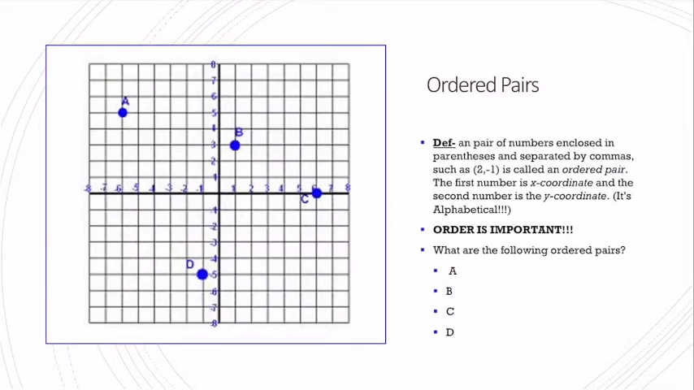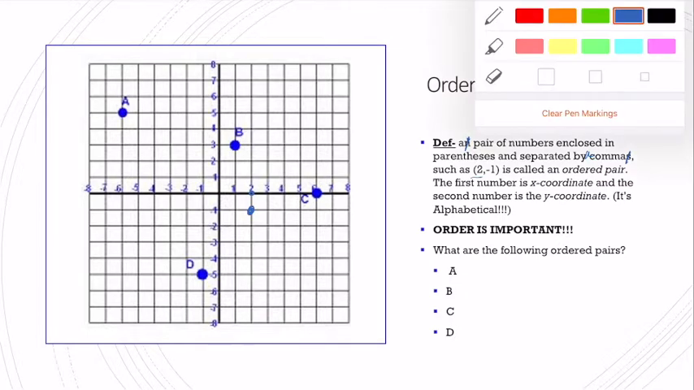So when we're working with the coordinate system, we can define the location of any point on our coordinate system using an ordered pair. An ordered pair is a pair of numbers enclosed in parentheses and separated by a comma. So for example, such as the point when x is 2, y is negative 1. So here I have where x is 2, y is negative 1.